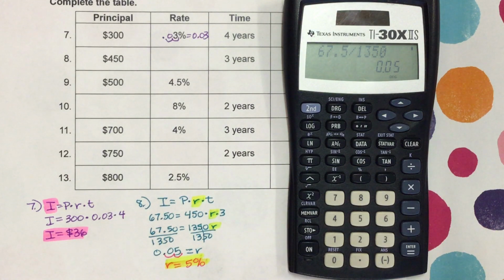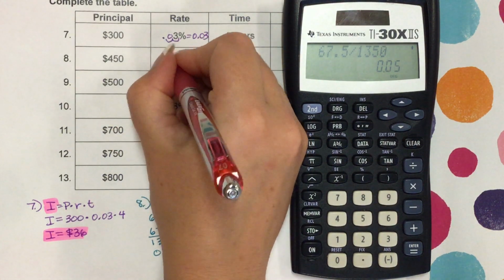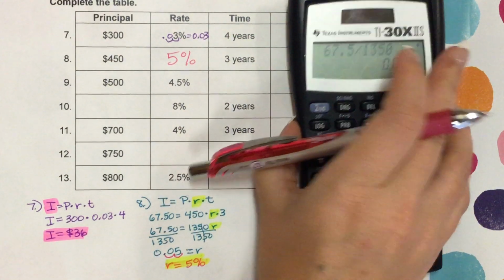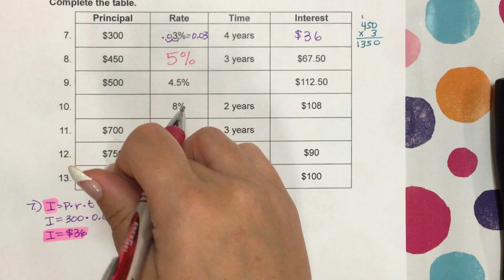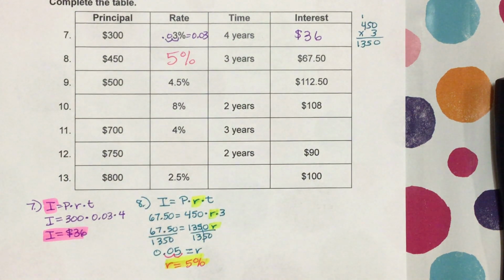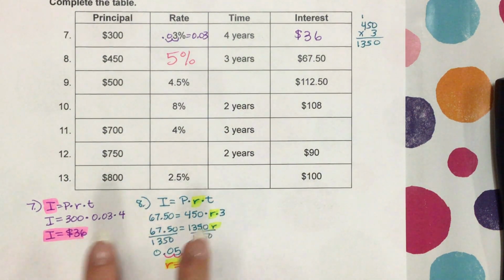And then we can just go ahead and fill in our table here. So the rate equals 5%, okay? Now we're on to problems 9, 10, 11, 12, and 13. So I just want you to go and continue working out these problems.